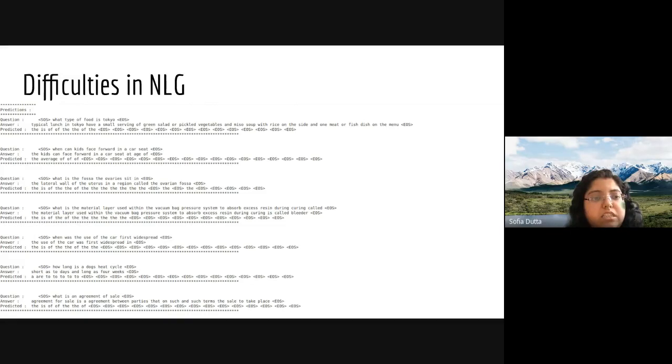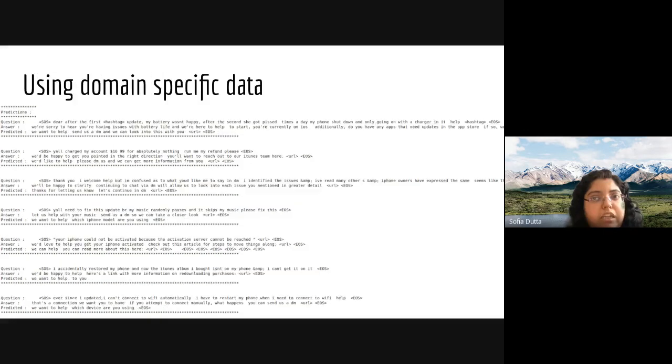As you can see, this is the outcome of my MS Marco model with the same neural network, which is not a so meaningful outcome. And this is the one with the same model I implemented with the Twitter customer support data, and it's showing more meaningful and more relevant results.